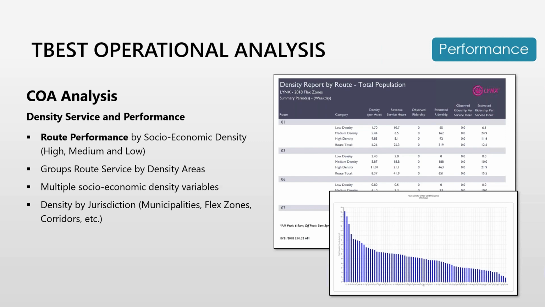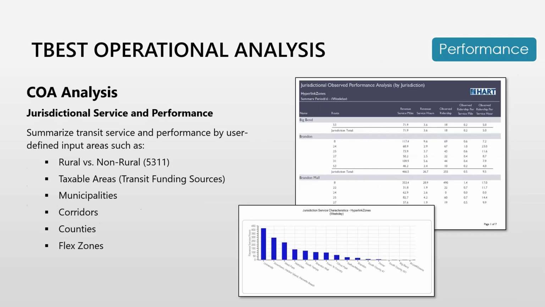And you can control the density levels and how they're set up so that you can then say, well, all the routes that are operating in high density population and high density employment areas have certain performance levels, right? So it allows you to kind of tweak that and play with it so you can do some diagnostics on density analysis with service and performance.